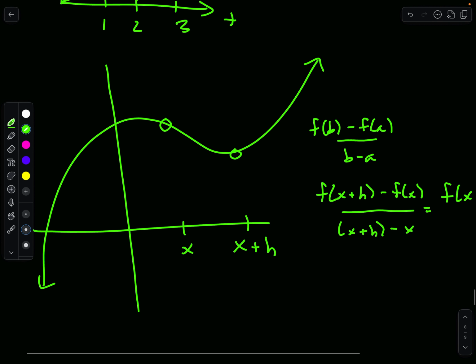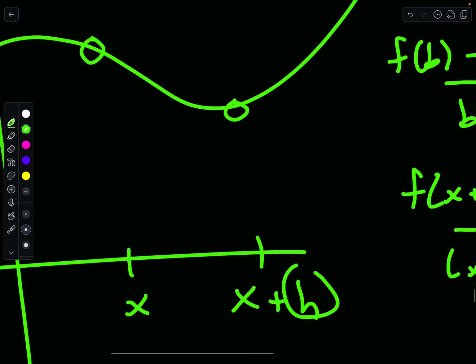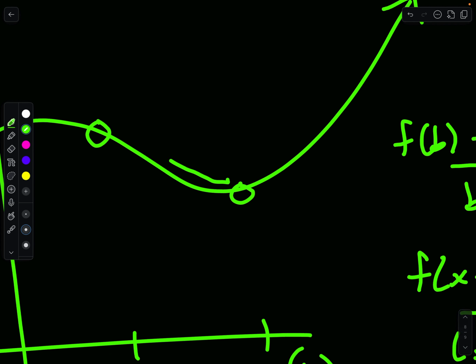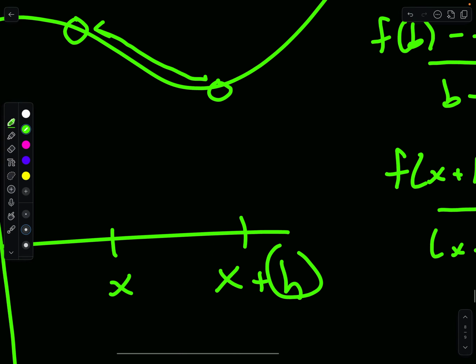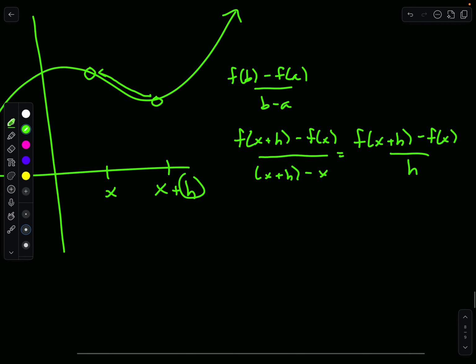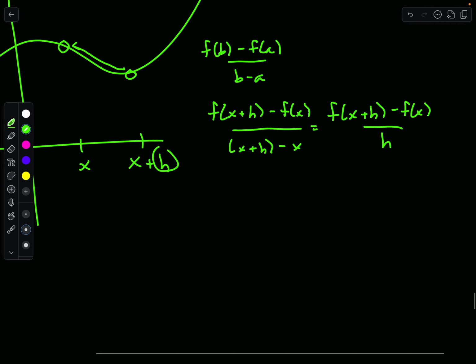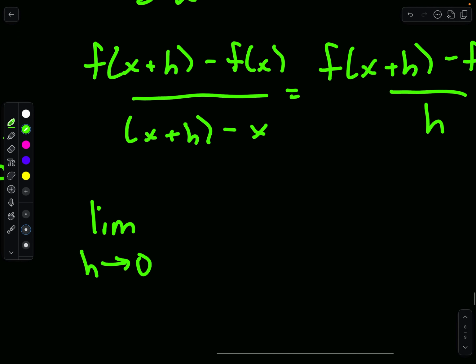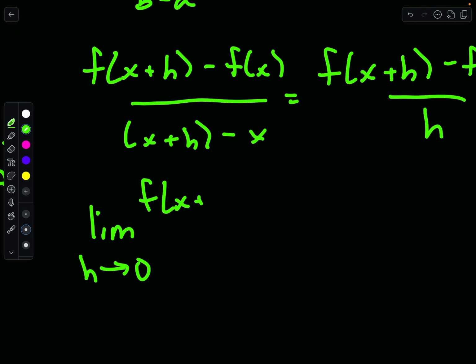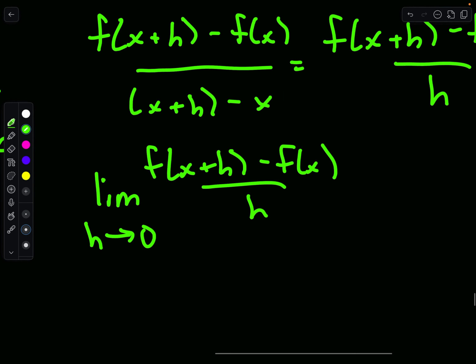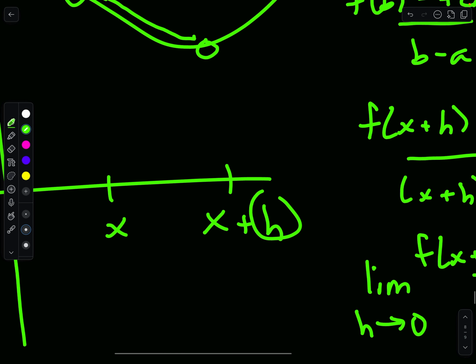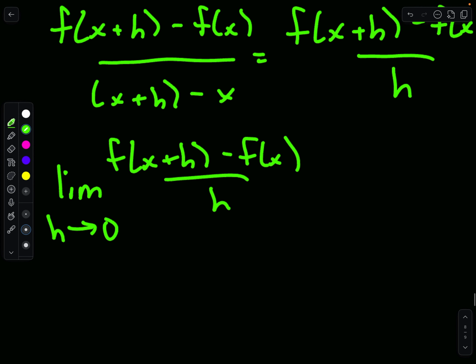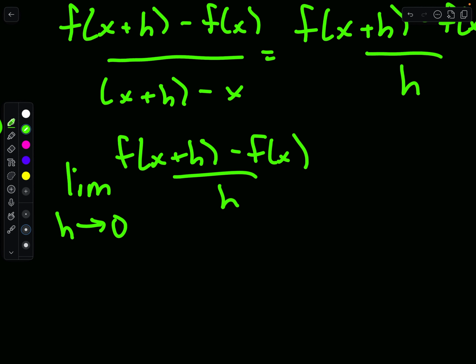But then we see that as h goes closer and closer to 0, this point moves closer and closer to our other point. So then we see, well, we could use a limit. So then we say the limit as h approaches 0 of f of x plus h minus f of x over h is going to be equal to the slope of the tangent line at x. So that is the definition of the derivative.